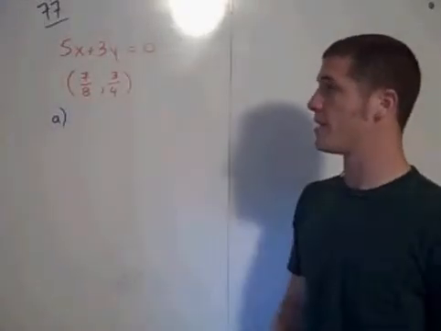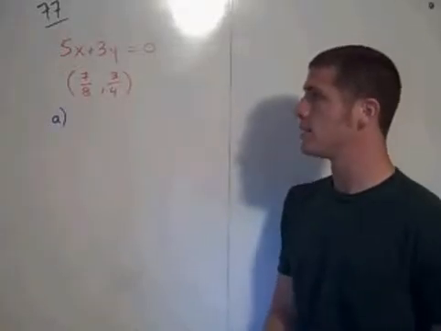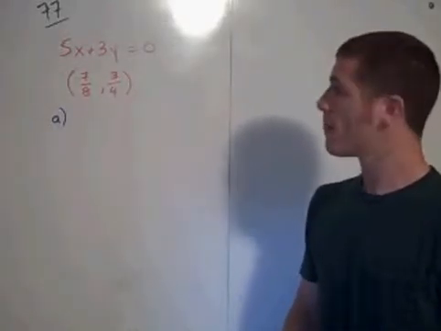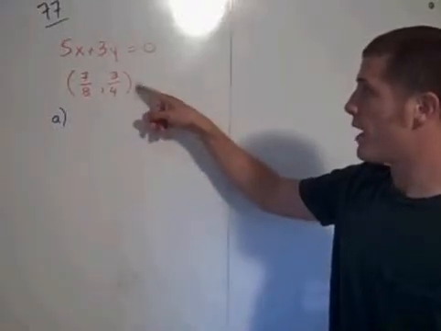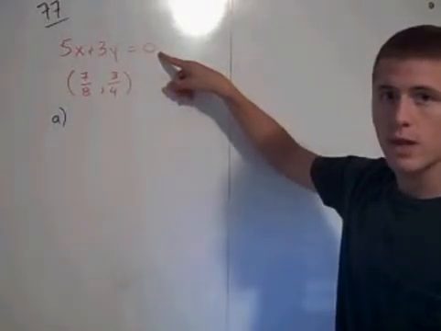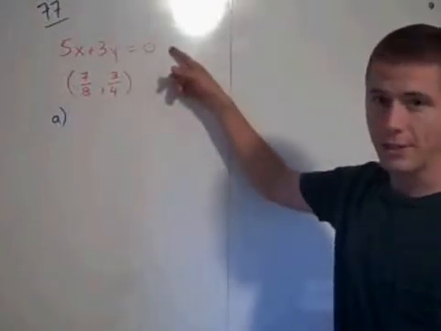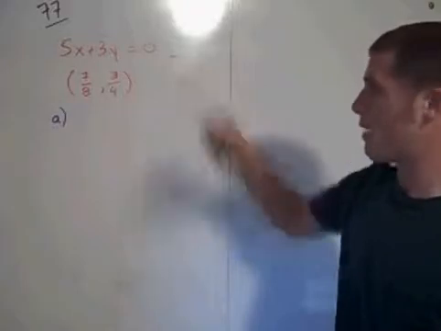This is problem number 77 from section 1.2 in pre-calculus that asks you to find the equation of a line through the point (7/8, 3/4) that's parallel to the line 5x plus 3y equals 0, and then part B would be find that line through this point that's perpendicular to this line. So let's do part A first, which is finding a line parallel to this line.